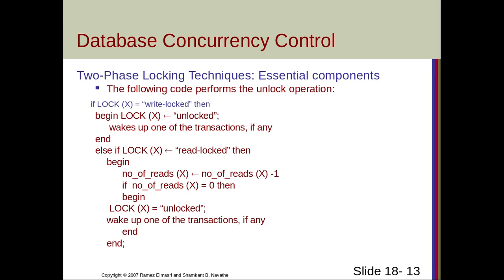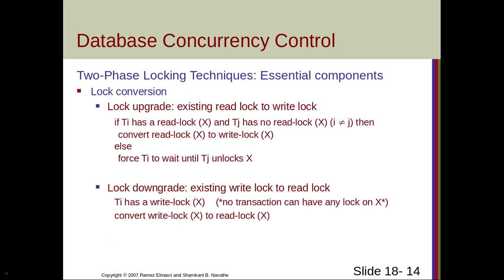suppose that after using a read operation, one of the transactions wants to unlock. That means many transactions may be sharing the same read lock. In that case, you have to decrement the number of reads by 1. And after that, if the number of reads becomes 0, then you have to set lock of x as unlocked. Then after that, wake up one of the transactions if any. Okay.